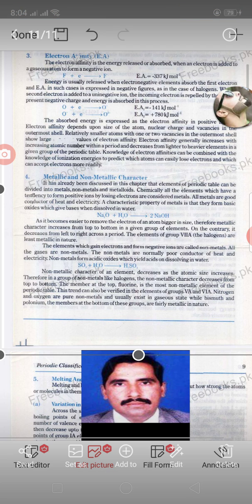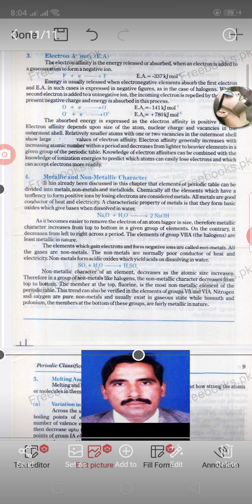Electron affinity depends upon the size of the atom, nuclear charge, and number of vacancies or places available in the outermost shell. A relatively smaller atom with one or more vacancies in the outermost shell shows larger negative values of electron affinity. For the first electron affinity, it generally increases with increasing atomic number within the period. Electron affinity increases across a period and decreases from lighter to heavier elements in a group of the periodic table.